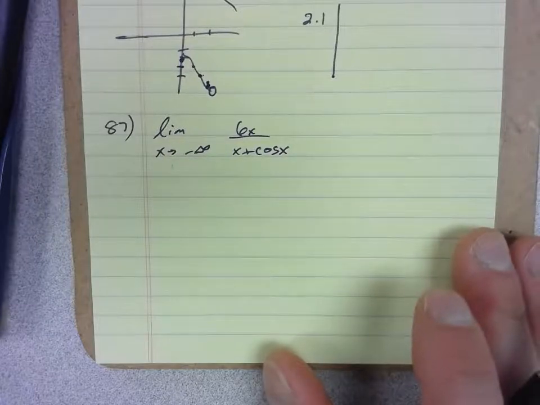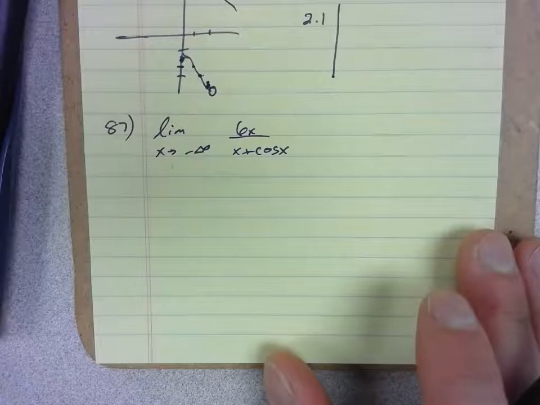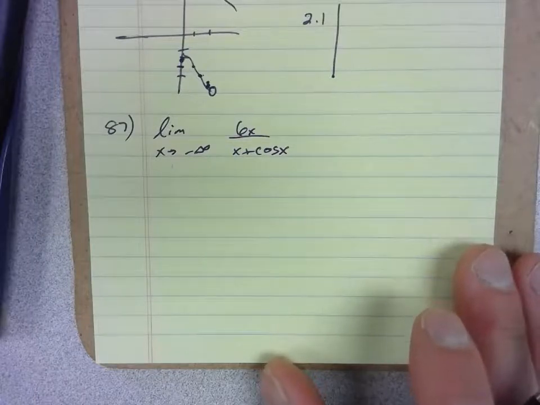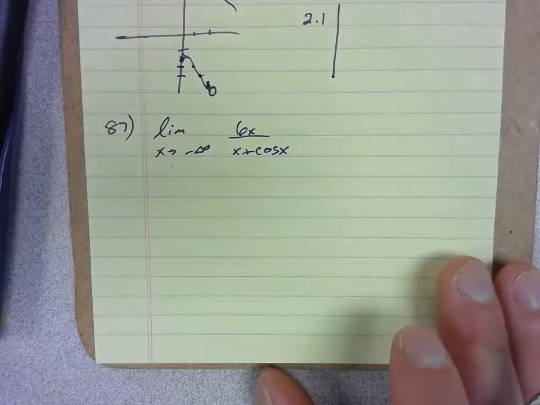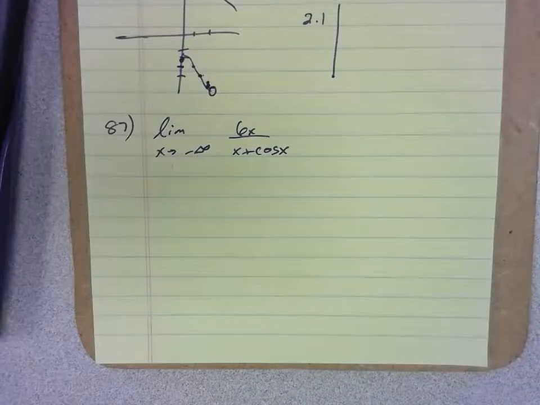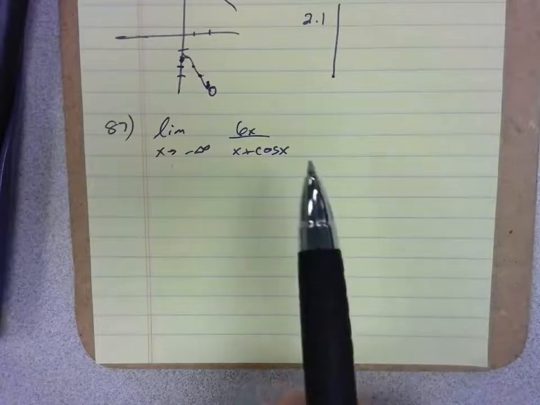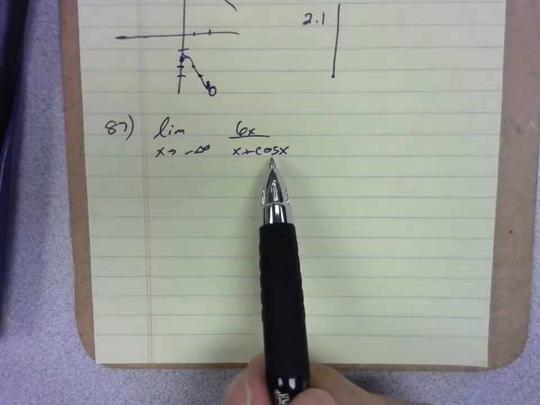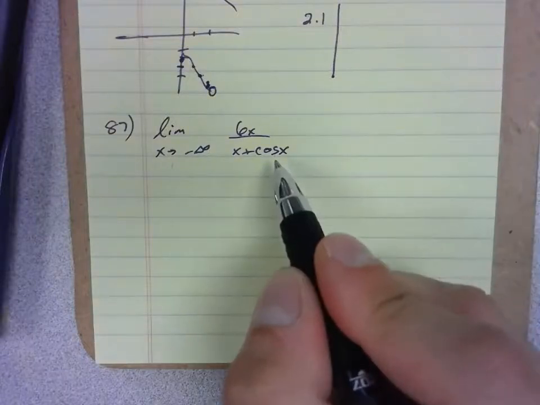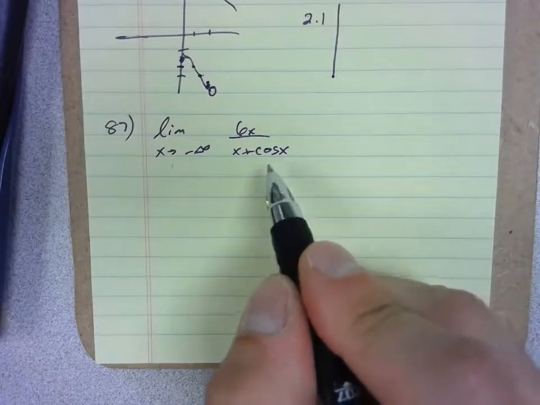Okay. So if you substitute negative infinity in right away, cosine of negative infinity does not exist. There's no limit, because cosine oscillates back and forth, right? So at negative infinity, it's going to be oscillating. So I don't think we can do direct substitution right away.